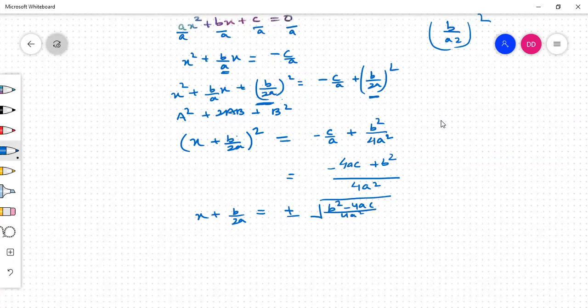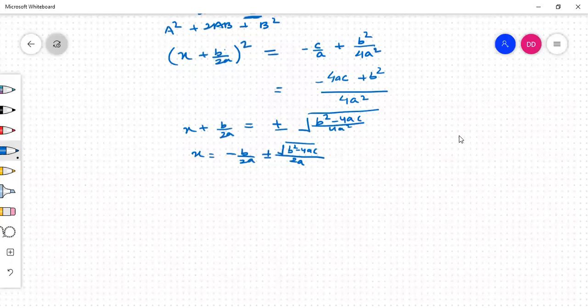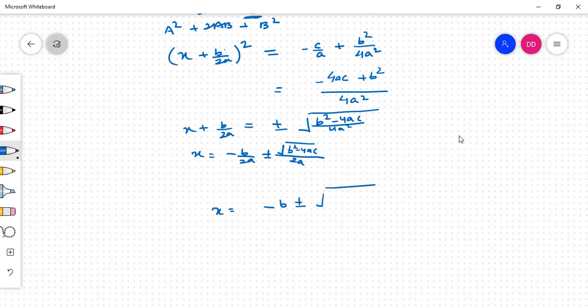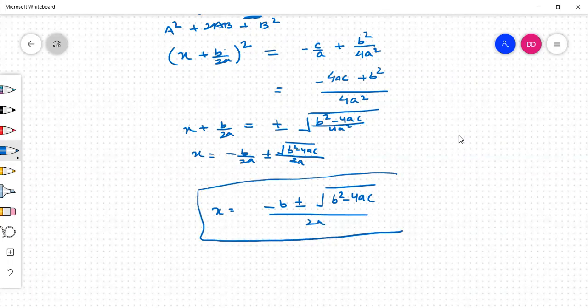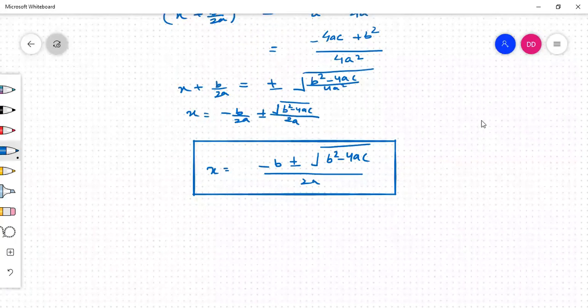And then further it will be written as x equals minus b over 2a plus minus root of b squared minus 4ac, and the root of 4a squared becomes 2a. Then our quadratic formula becomes x equals minus b plus minus under root b squared minus 4ac over 2a. This is the famous quadratic formula, also known as Sridharacharya's rule, to solve all types of quadratic equations.